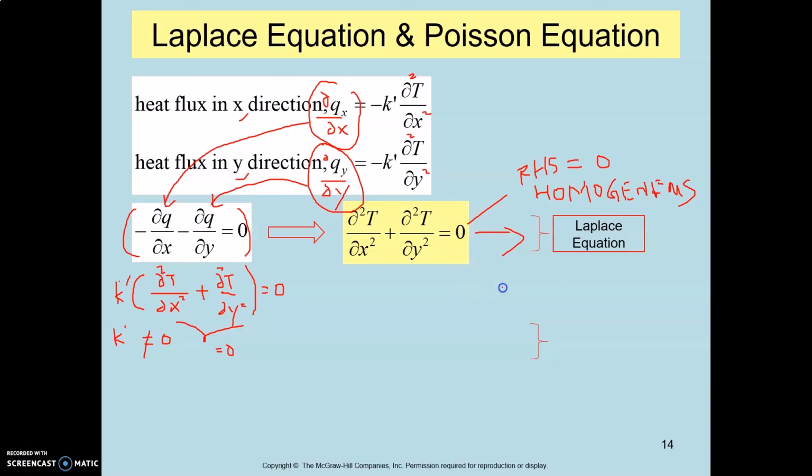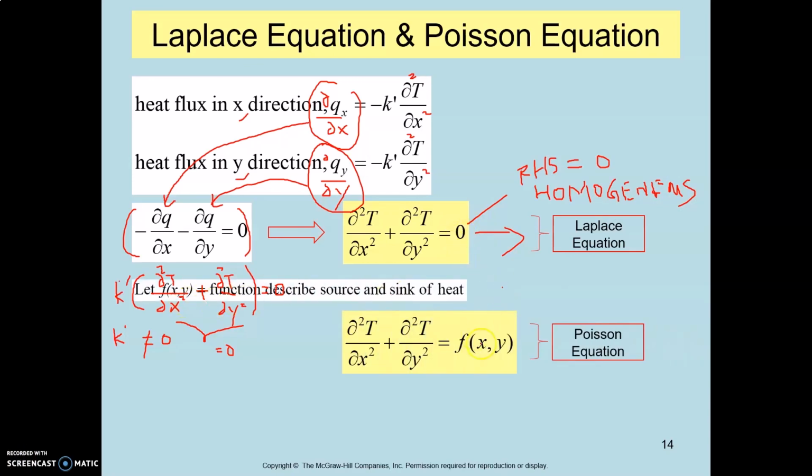If this is non-zero, like this, then you have a function, and your forcing function is some sort of heating system for heat transfer, so it can be a source or a sink of the heat. In this case, this is known as the Poisson equation. With that, we have done the derivation of the PDE. Next, we are going to use a numerical method to solve this problem, to obtain T with respect to x and y.